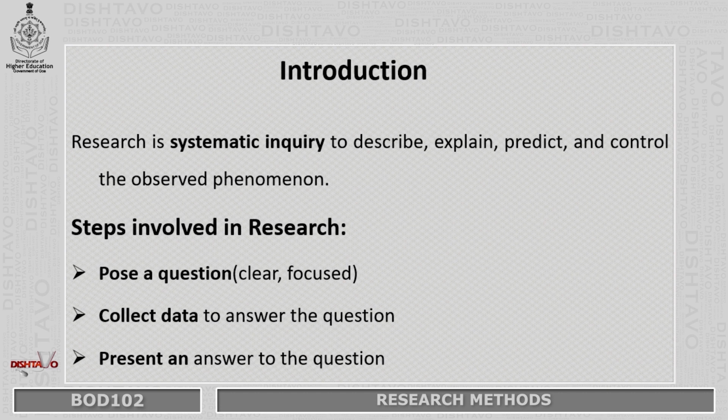In the earlier module, we have already defined what research is. Research is a systematic inquiry to describe, explain, predict, and control the observed phenomenon. There are steps involved in this research, and these are three main steps. When you think of doing research, you have to pose a question which is clear and focused. You have to collect the data to answer that question. And the third important step is you have to present an answer to the question.